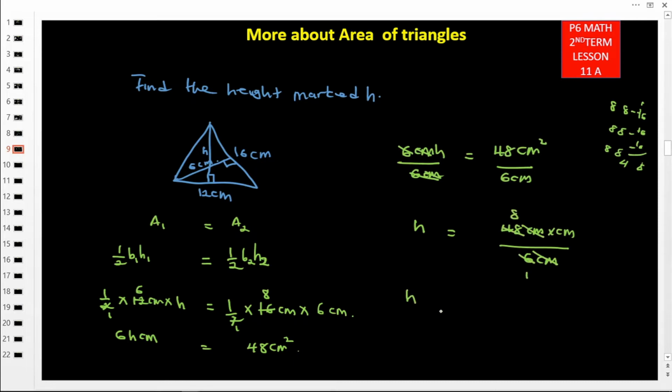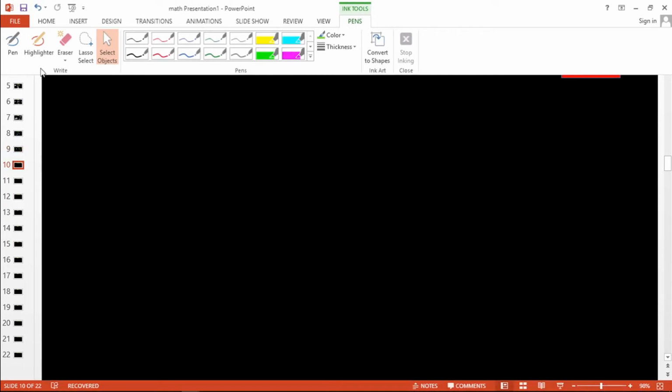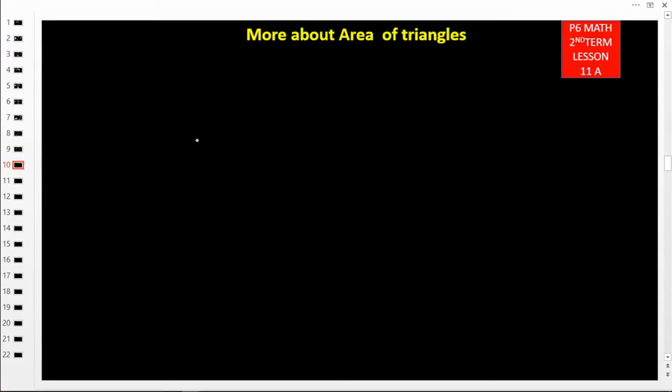So our height h is going to be 8 centimeters. So this is how we can apply this. Alright, now let us get another example here. In this other example, they are telling us to find the base marked b. Find the base marked b.